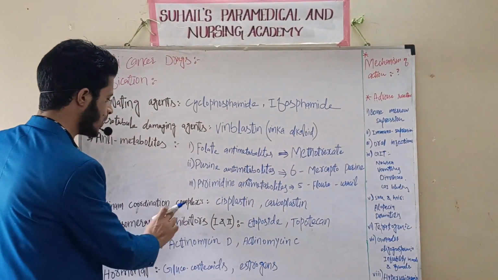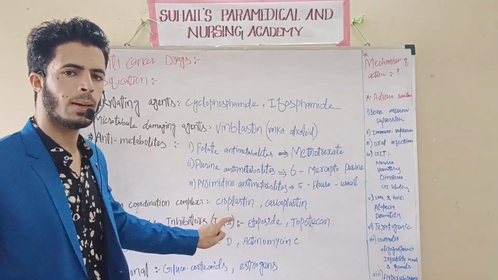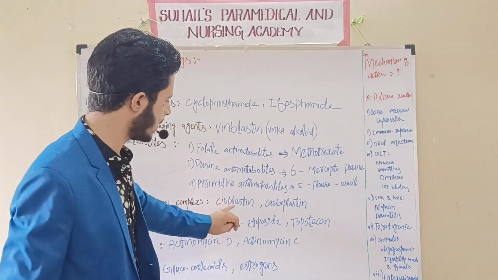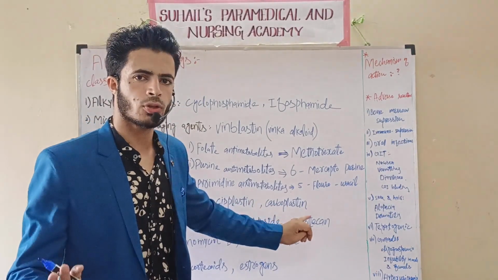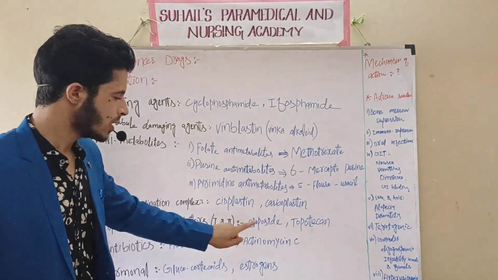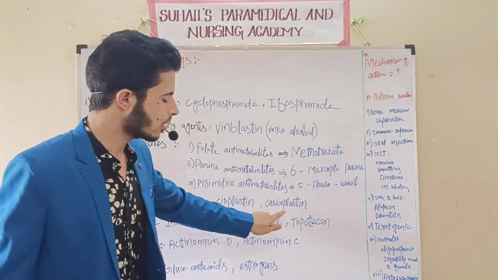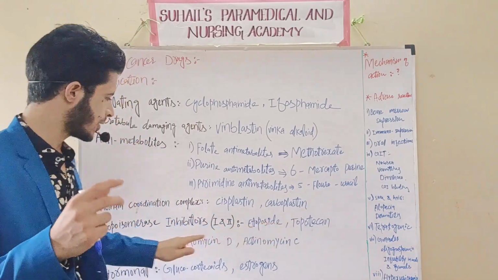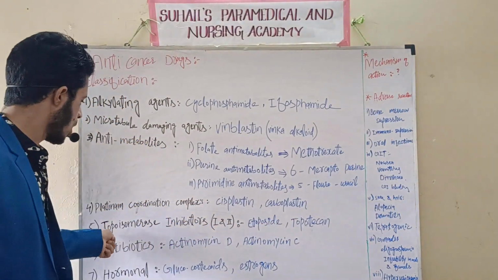Another is platinum coordination complex, that is cisplatin and carboplatin. Under the platinum coordination complexes, two drugs come, called cisplatin and carboplatin. I will tell a simple trick later about how you can remember this.